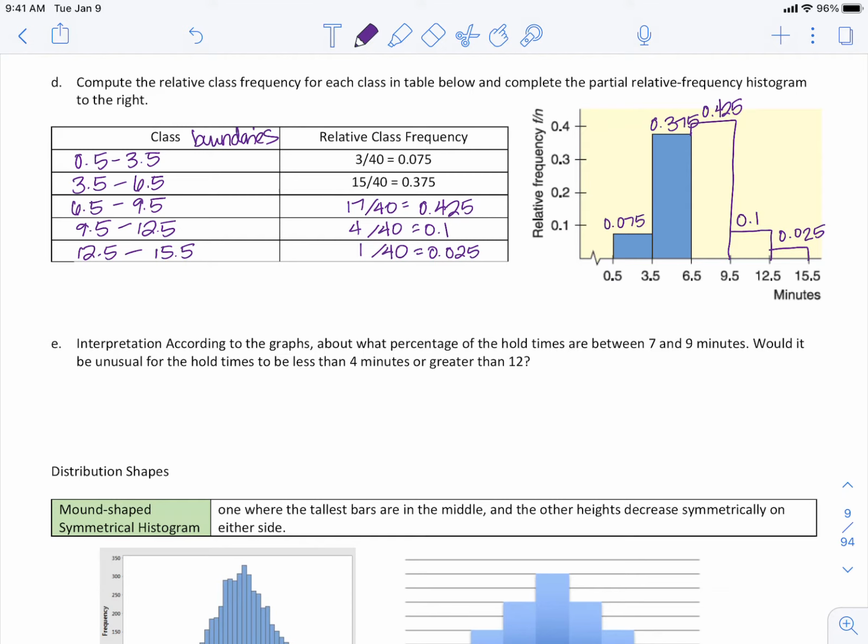Okay, so if we're looking at between 7 and 9 minutes, that is this bar right here. So that's going to be 42.5% are between 7 and 9 minutes.